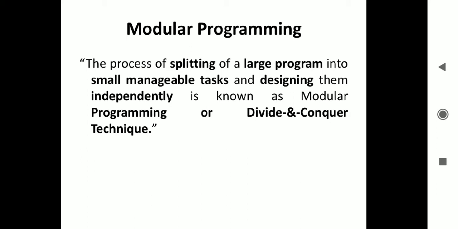Modular programming is a process of splitting a large program into small manageable tasks and designing them independently. It is known as modular programming or the divide and conquer technique. You know this divide and conquer technique from data structures using C. Instead of writing a lengthy, bulk program, you can logically divide it. The main program will always be there, so go for subprograms or user defined functions depending upon your necessity.